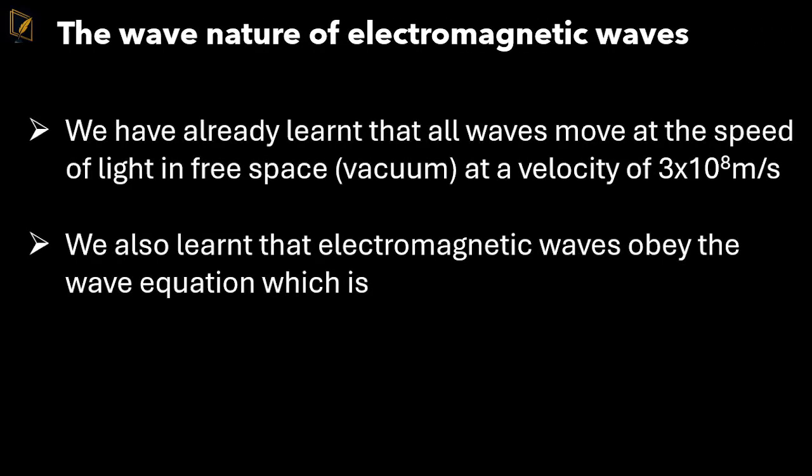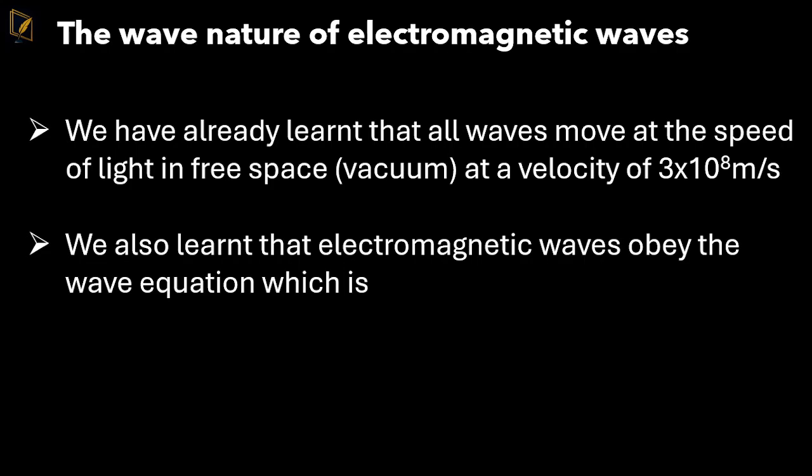Then let's finish the topic by looking at the wave nature of electromagnetic waves. Since they are waves, they also obey the what? They also obey all the properties of waves which we discussed in Form 3, such as interference of waves and those other properties. So we have learned that all electromagnetic waves move at the speed of light in free space, that is in a vacuum, at a velocity of 3 times 10 to the power 8 meters per second.